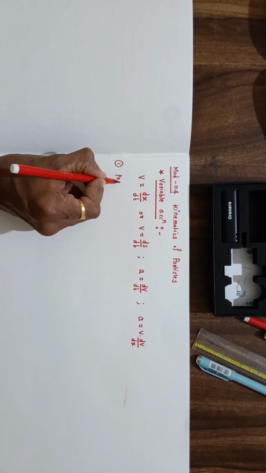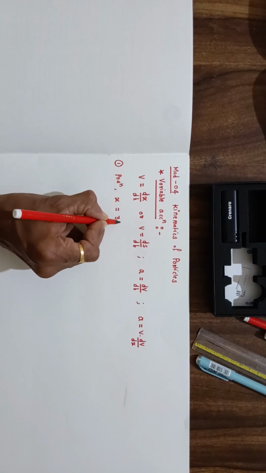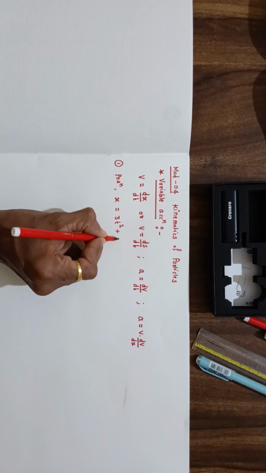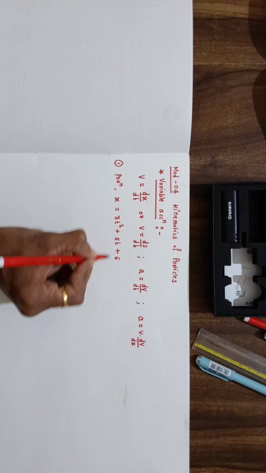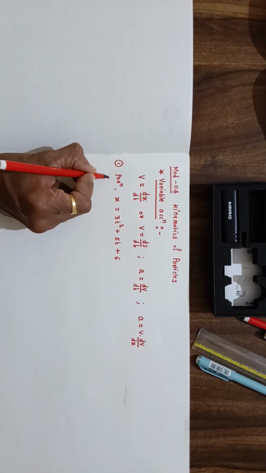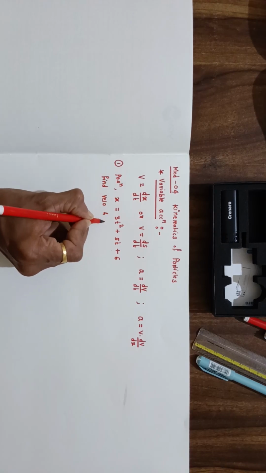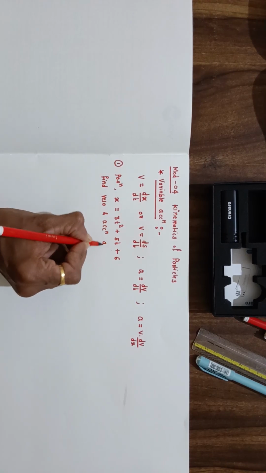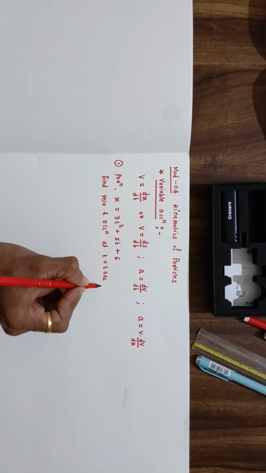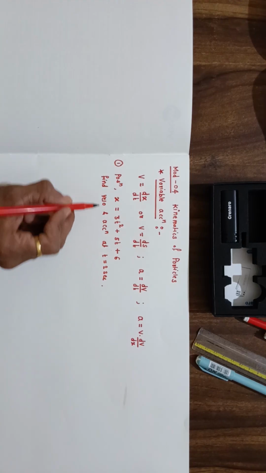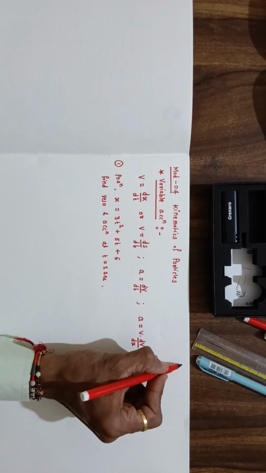Suppose the position of the particle x is given as 3t square plus 5t plus 6. So this is the given equation, and the question is find the velocity and the acceleration at time t equal to 2 seconds. So this is the question, means we have to find out the velocity and acceleration at t equal to 2 seconds.